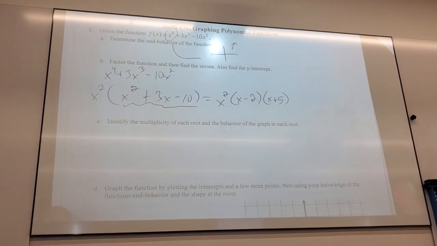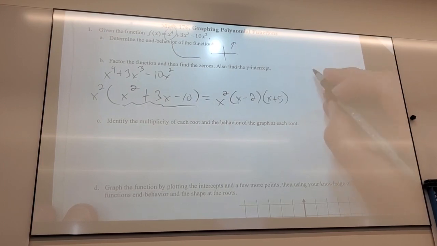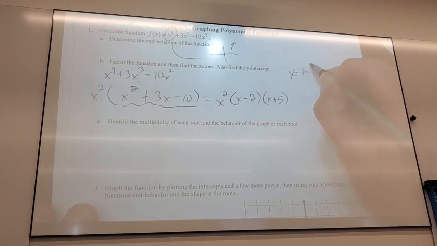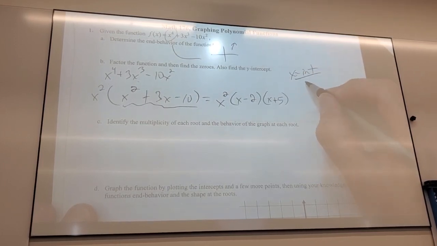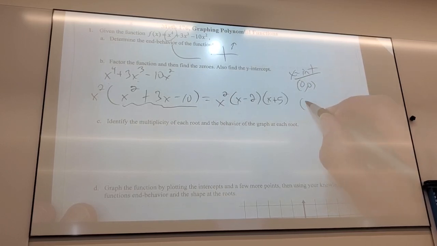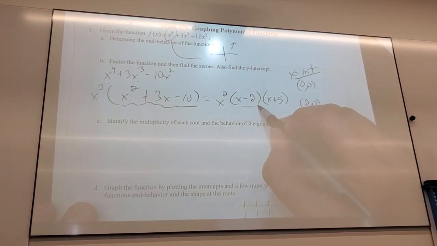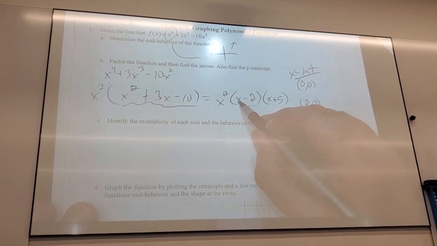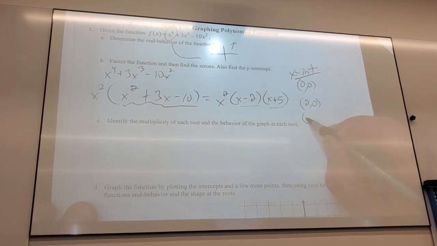So again, I'm just fascinated by 0, but what would the x-intercepts be? 0, 0. Negative 2, 0. Careful. 2, 0. So you're asking yourself, what would make this 0? 2 would make it 0. What would make this 0? Negative 5.